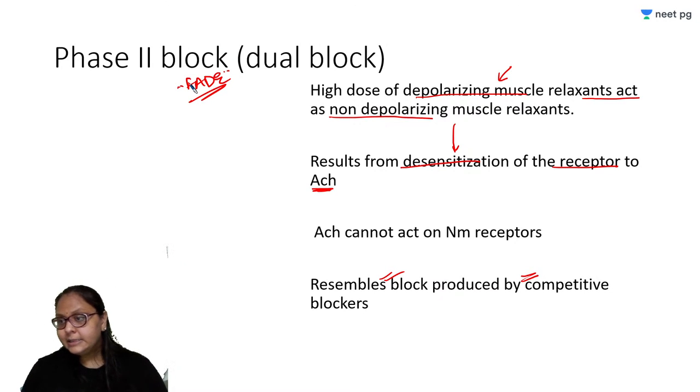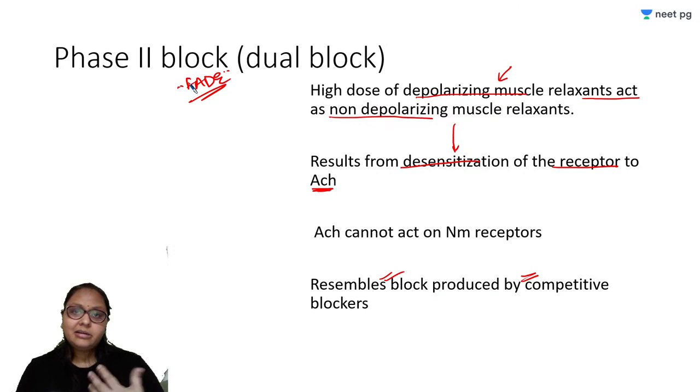Is it clear, guys? So this was regarding the neuromuscular junction physiology, and then I told you how the depolarizing and non-depolarizing muscle relaxants work, and what is the phase 2 block or the dual block that is seen by succinylcholine.